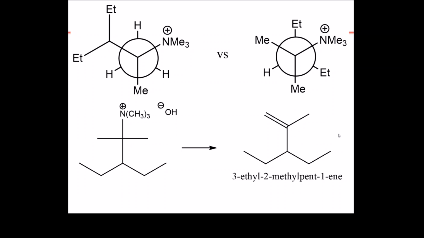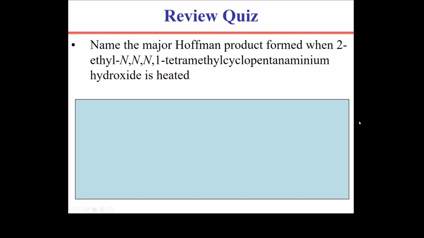If you're struggling with these Hofmann eliminations and thinking about the Newman projections, it would be helpful to break out your model kit if you have one. One more: name the major Hofmann product formed when 2-ethyl-N,N,N,1-tetramethylcyclopentaminium hydroxide is heated. That's a mouthful. I'll pause the video and give you a chance to answer this question.